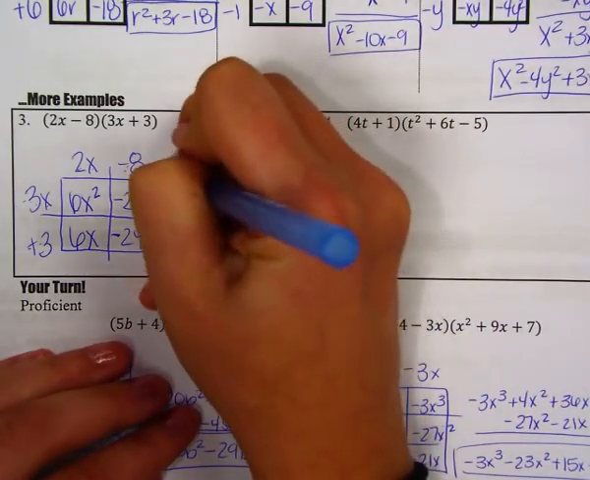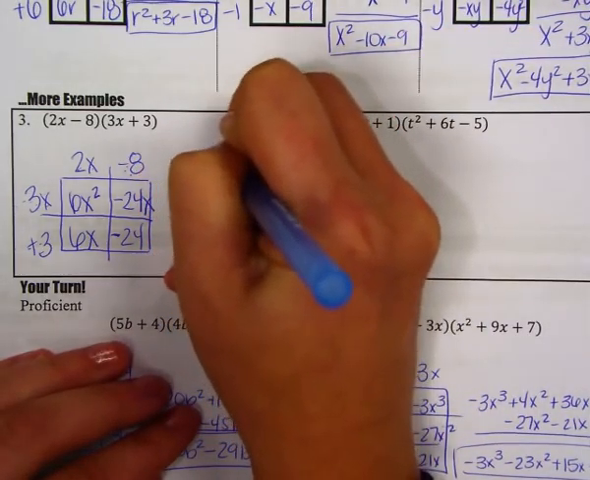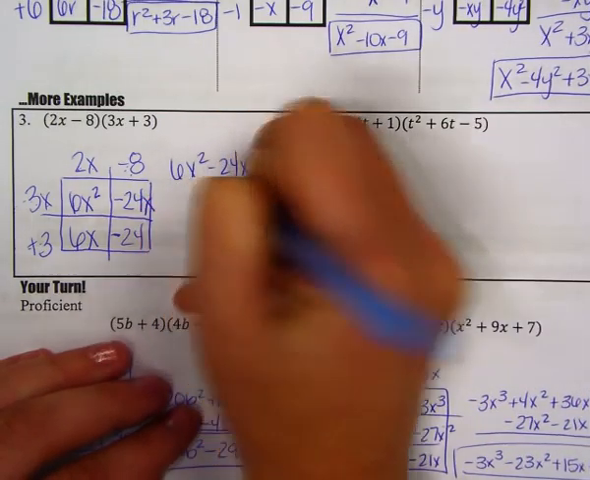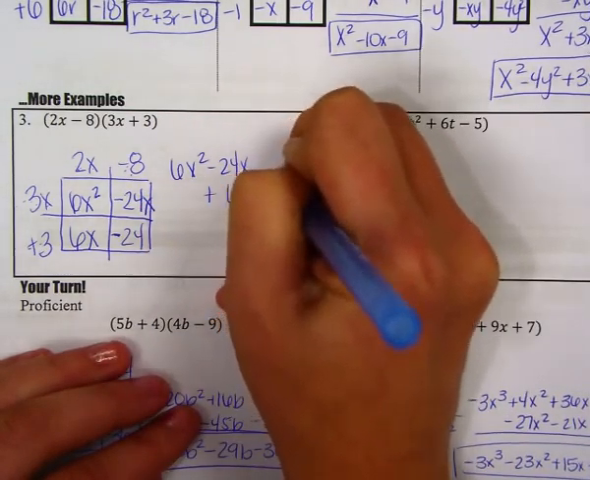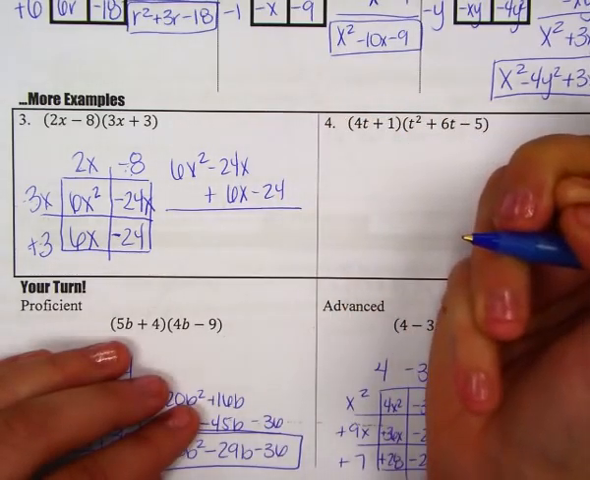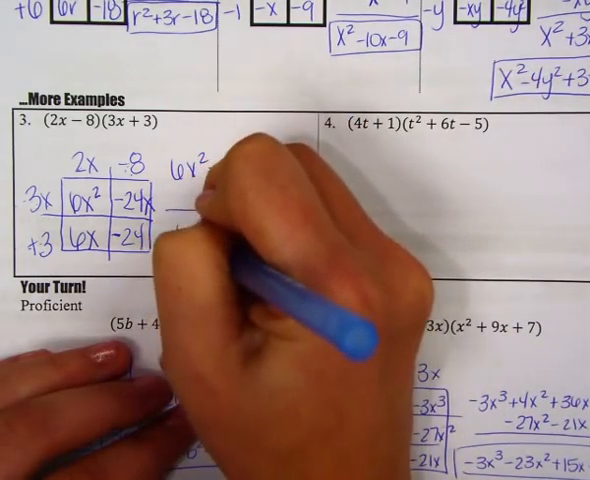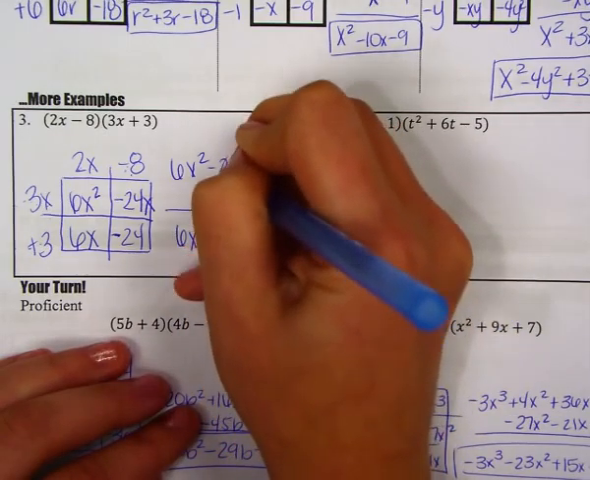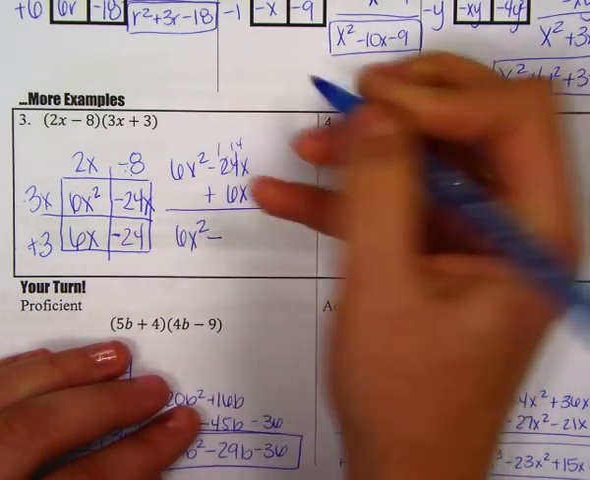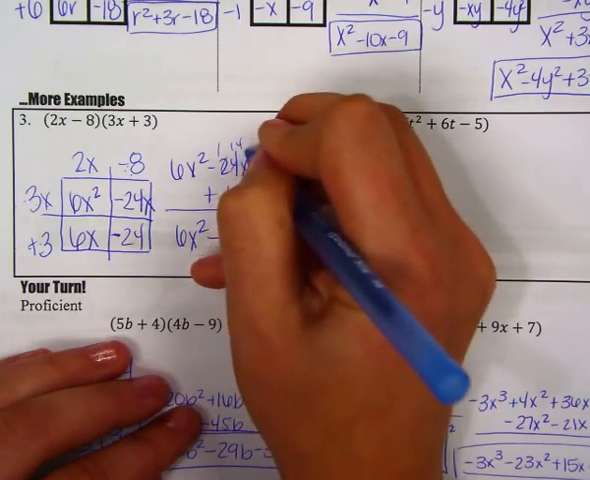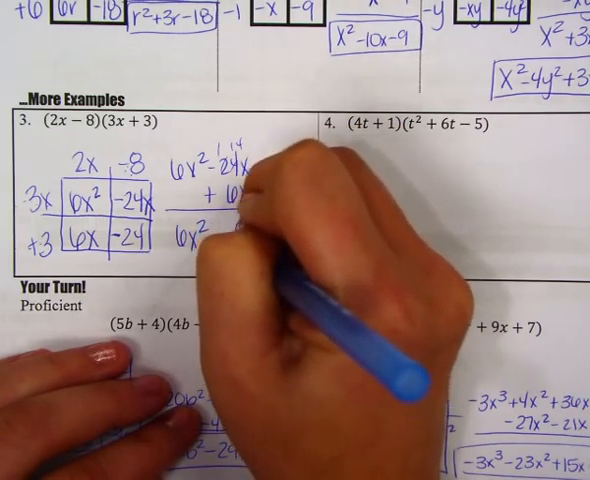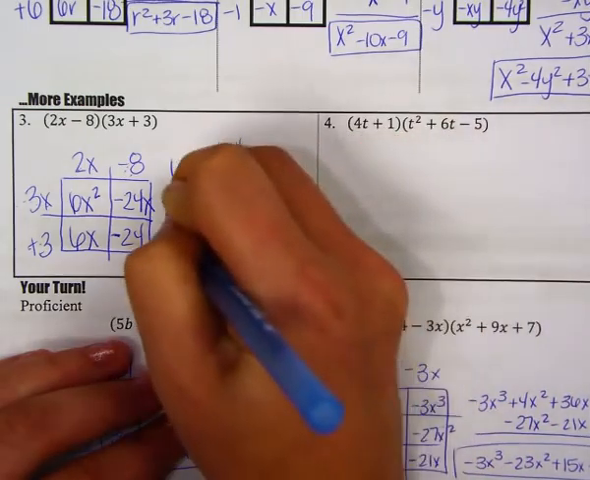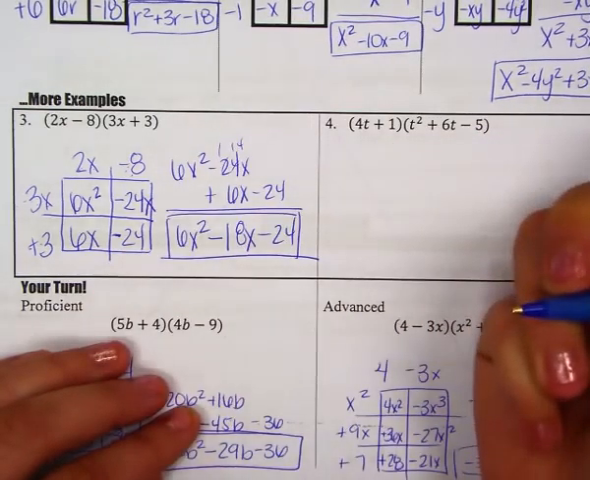Rewrite it outside the box, lining up like terms. Positive 6x will go underneath the 24x. Add it straight down. 6x squared, minus 24 minus 6 is minus 18, and that's the area.